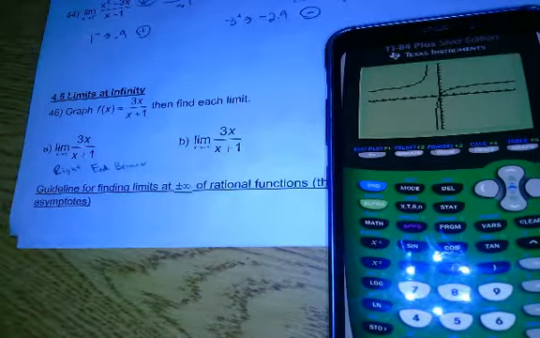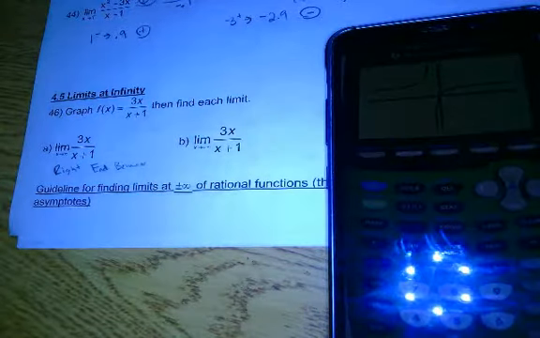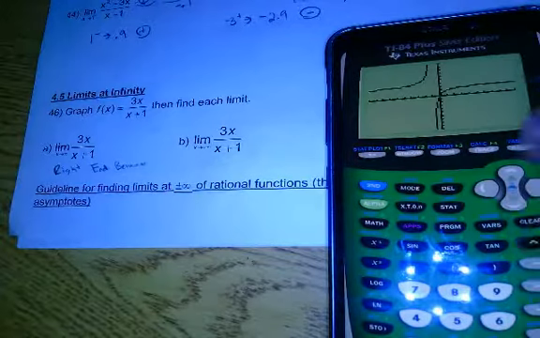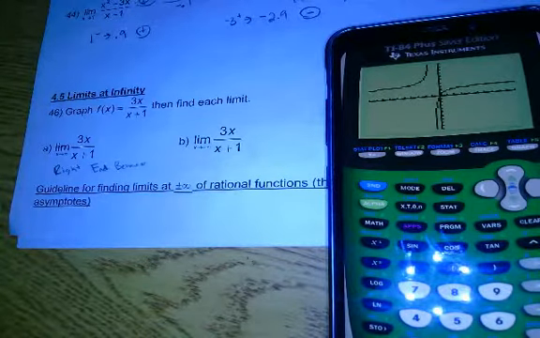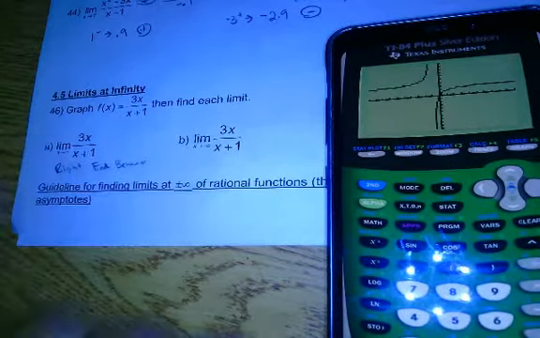And you're going to get a horizontal asymptote if you get a number. So if you have a number, that means you have a horizontal asymptote. If you get infinity or negative infinity, then there's no horizontal asymptote. Okay? And we'll talk about horizontal asymptotes a little bit more. So let's go to the right side.